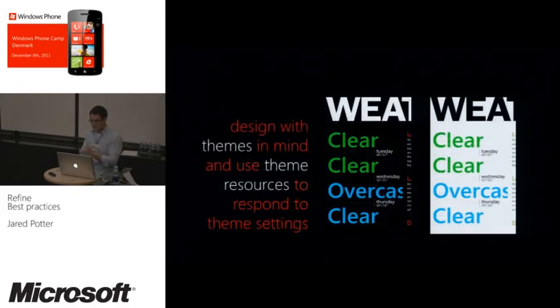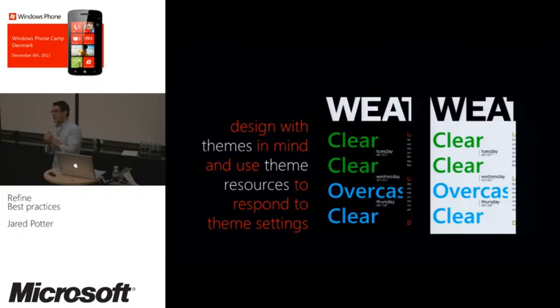Then design with themes in mind and use theme resources to respond to theme settings. This is a really important one. In general, you want your application to respect the person's theme settings, right? I love orange or whatever, so I set my theme color to orange, and I prefer the light theme, so I set my theme to light. Usually you want to respect those. There are definitely applications where you might want to hard code all your colors. If you are doing a card game and you want the theme of that card game to be dark, like you're playing in an actual casino, then you might want to do something like that. If there's an actual visual design requirement for it, then go for it. Otherwise, just respect the themes.